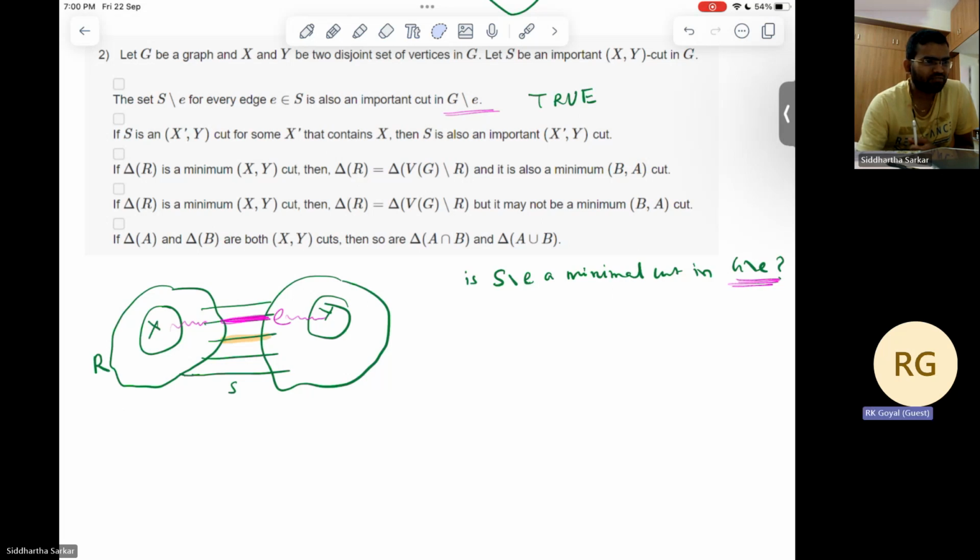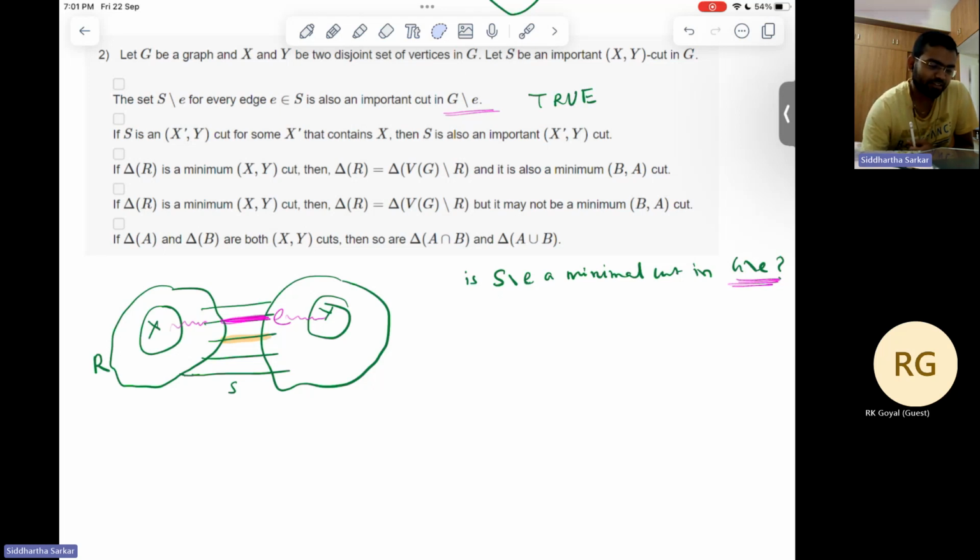So this question does not make much sense because on both sides they have given X dash only. So if S is an X dash Y cut, it is not necessary that it would be an important cut as well. So this is not necessary. However, it is not clear. There looks like there is a typo.